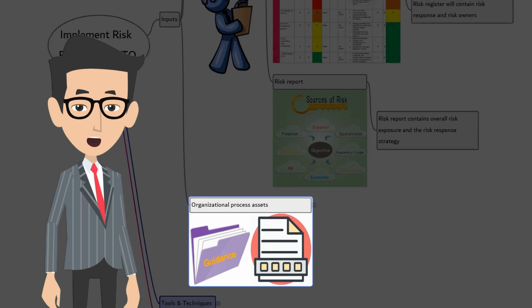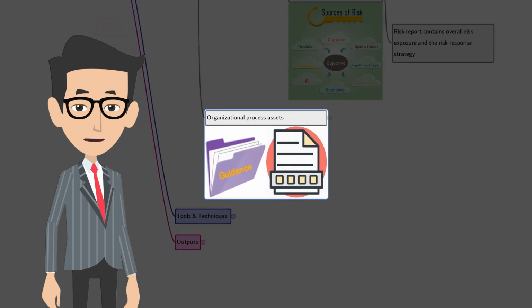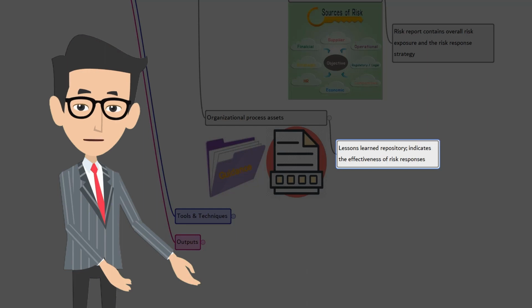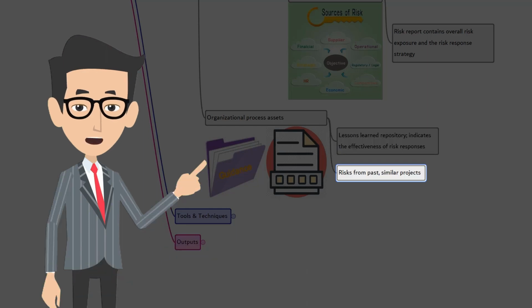The third and last input is organizational process assets. Lessons learned repository from similar completed projects that indicates the effectiveness of particular risk responses. Risks from past similar projects are some of the key inputs.